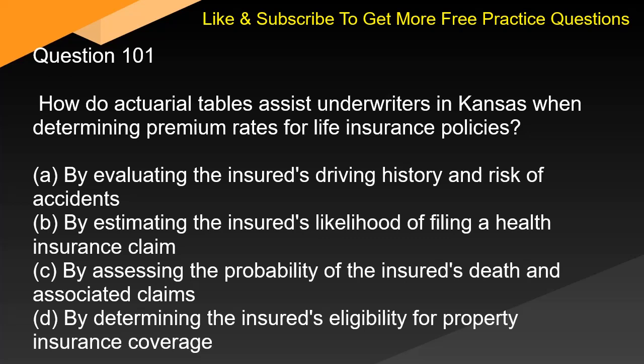Question 101. How do actuarial tables assist underwriters in Kansas when determining premium rates for life insurance policies? A. By evaluating the insured's driving history and risk of accidents. B. By estimating the insured's likelihood of filing a health insurance claim. C. By assessing the probability of the insured's death and associated claims. D. By determining the insured's eligibility for property insurance coverage.